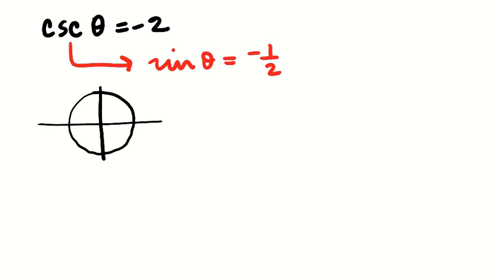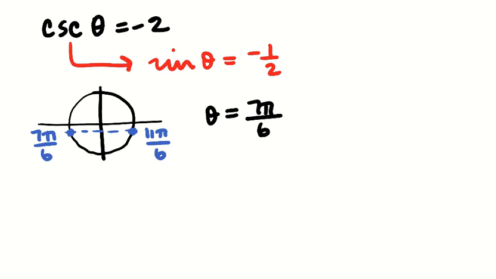Sine is the y-coordinate, and it's negative 1/2. That's not very negative. That's pretty early on in the unit circle. It's the smaller one. So I go over here, and I found two places where that happens. This is 11 pi over 6, and this is 7 pi over 6. So I conclude that theta is equal to 7 pi over 6, and theta is 11 pi over 6.